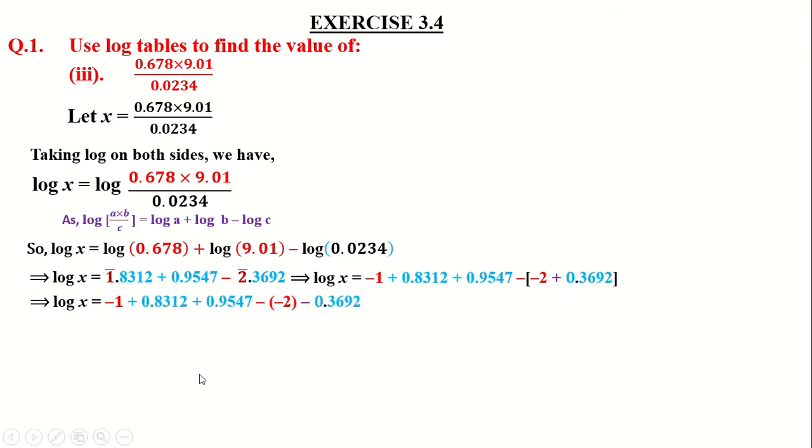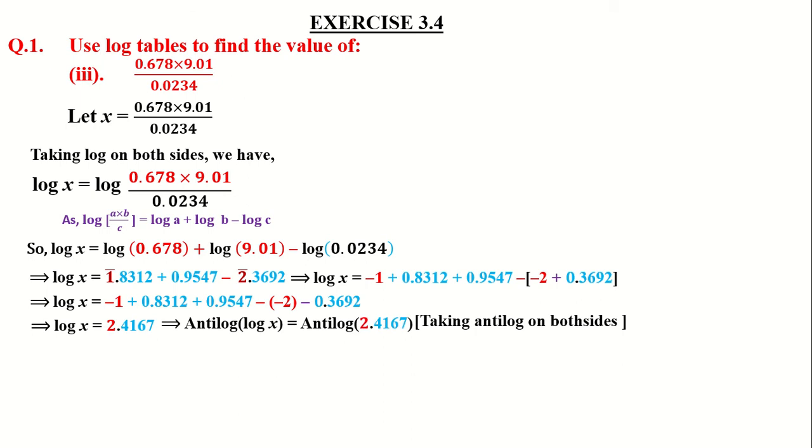Further simplifying, we have, consider this as plus, this is minus. Simplifying it all, we get 2.4167. Then taking antilog on both the sides, we have antilog of log x equal to antilog of 2.4167. Antilog cancels log, so the next step will be x is equal to antilog of 2.4167.